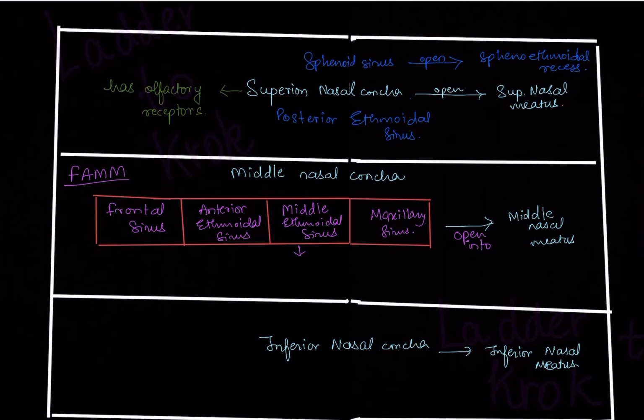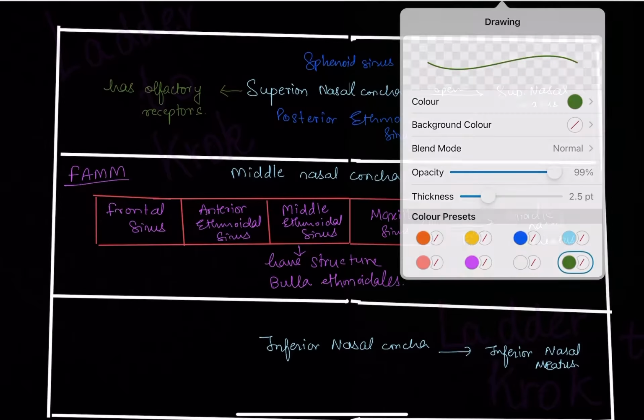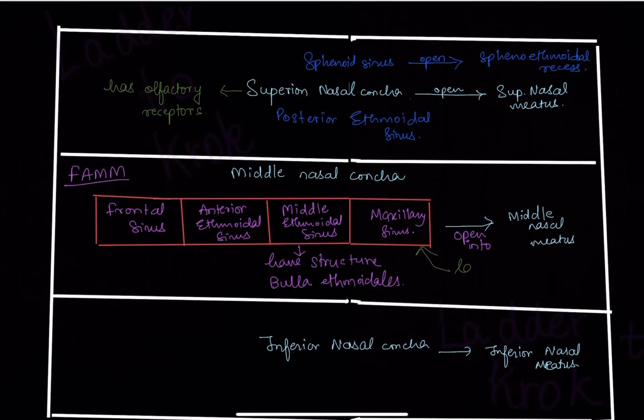Among these, the middle ethmoidal sinus has a structure called the bulla ethmoidalis. And this maxillary sinus is the largest sinus, and it is the first to develop among all these sinuses. Largest sinus and first to develop.